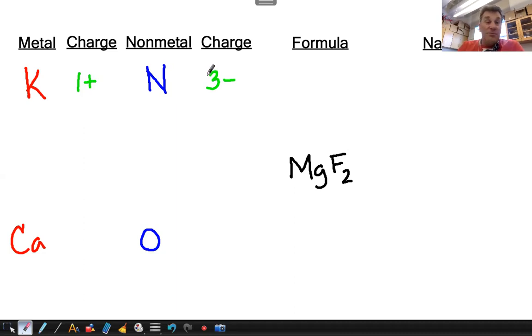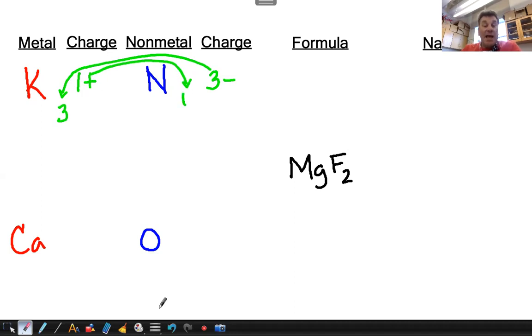So now I'm going to go ahead and do my crisscross method. I'm going to take my 3 from the nitrogen and write that as my subscript for my K, or for my potassium. I'm going to take the 1 from my potassium charge and write that as a subscript here for nitrogen.